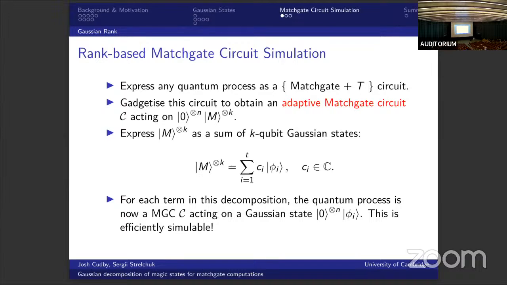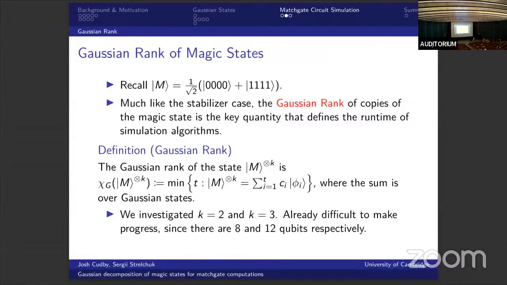We can then decompose M into Gaussian states. And for each term in this decomposition, the quantum process is a matchgate circuit acting on a Gaussian state. So for very similar reasons to earlier, this is classically simulable. So this is an algorithm for simulation. And once again, it's dominated by the number of terms in the decomposition. So we define, analogously to the Clifford case, the Gaussian rank, and it's just the minimum possible number of terms in a decomposition into Gaussian states.